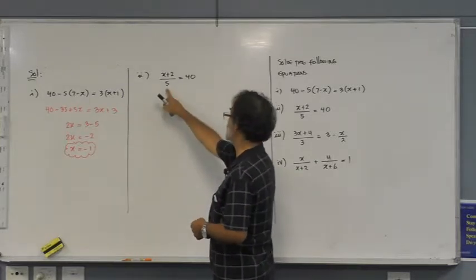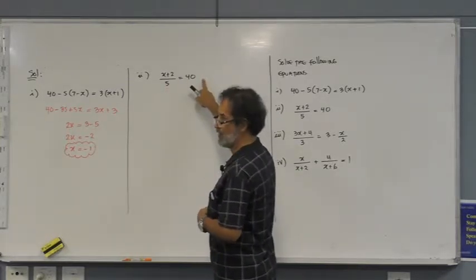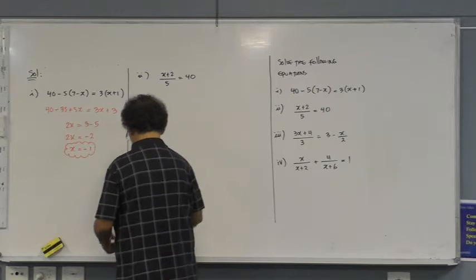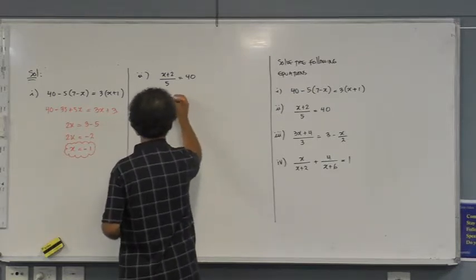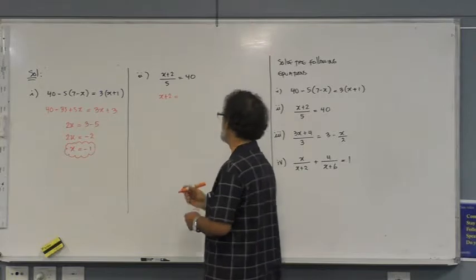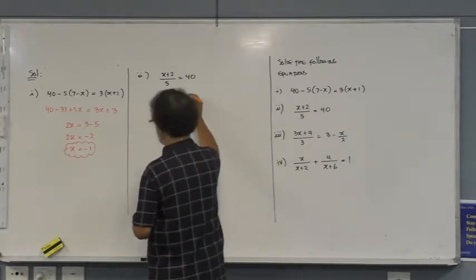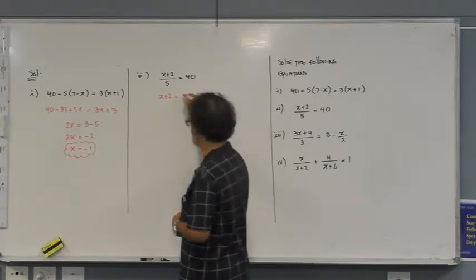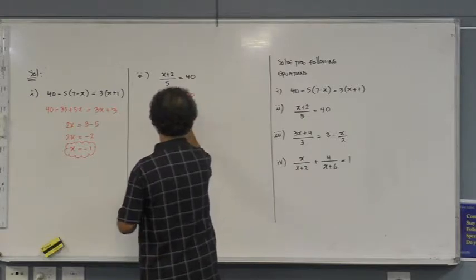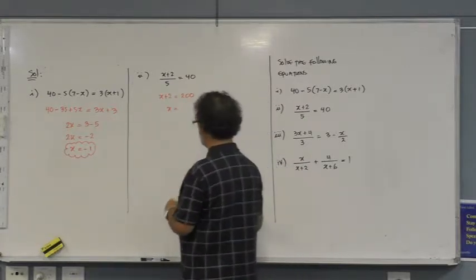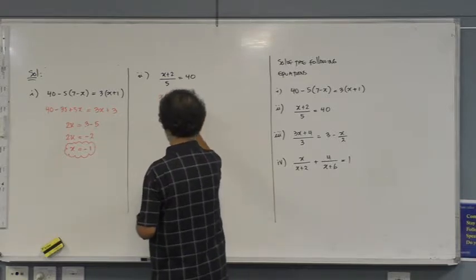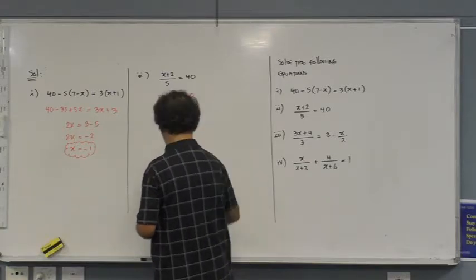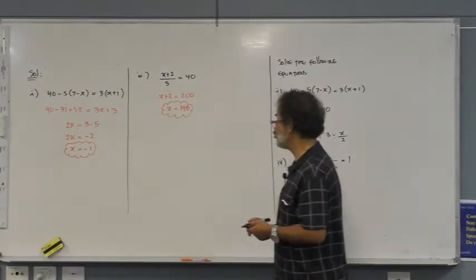We're going to multiply this side by 5 and this side by 5. When you multiply this side by 5, you don't have 5 anymore, so you're going to have simply x plus 2. Then you have to multiply the other side by 5. What is 5 times 40? 200. Then we take away 2 from the left side, so it's 200 minus 2, which is 198. That is the answer for question 2.